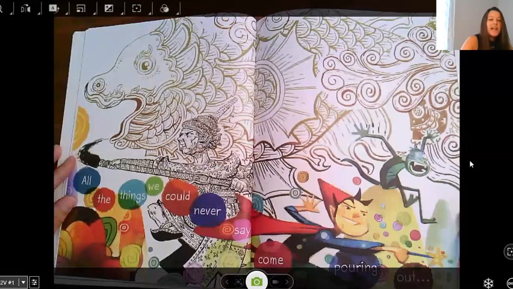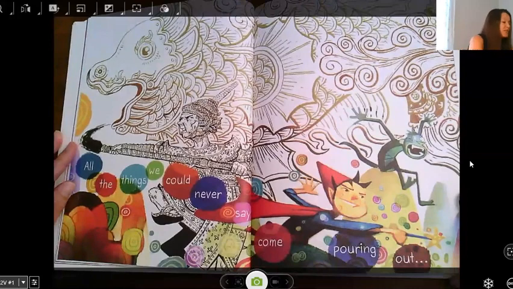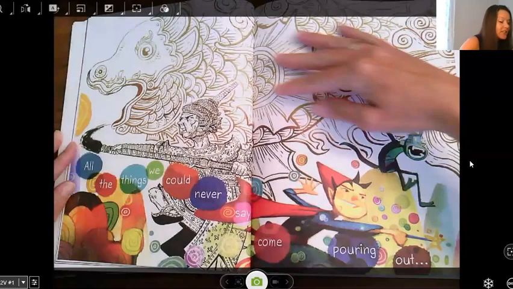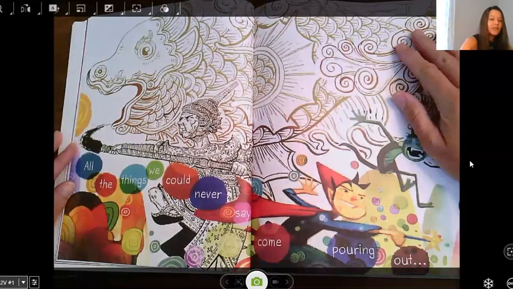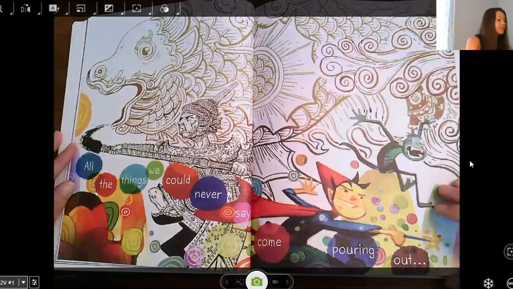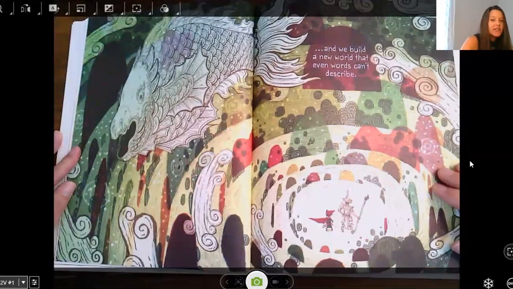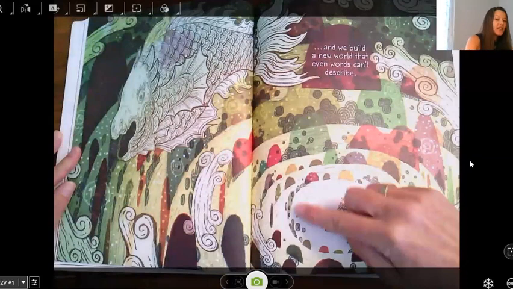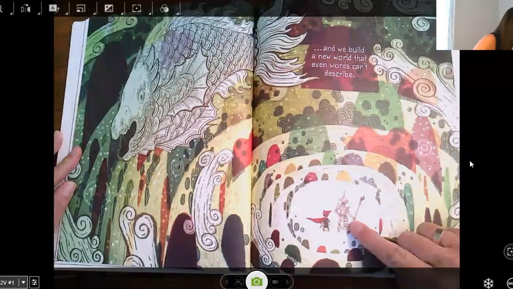All the things we could never say come pouring out in artwork, their common ground, right? Beautiful Asian art back here. Very simple lines, simple colors. And we build a new world that even words can't describe. So now they're inside this world together. Everything they drew, and they're inside there together.